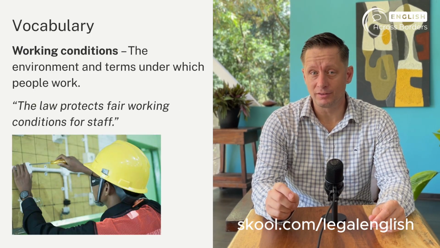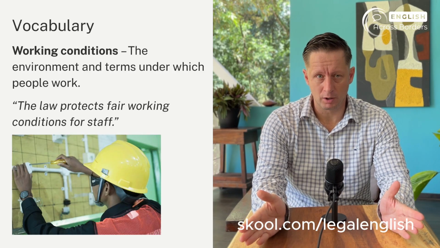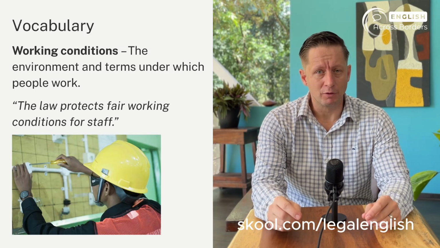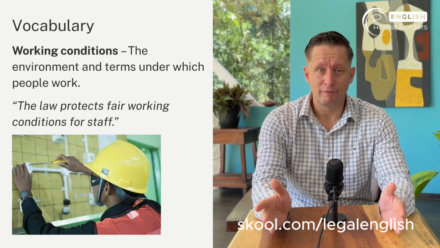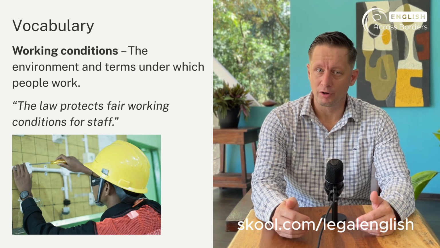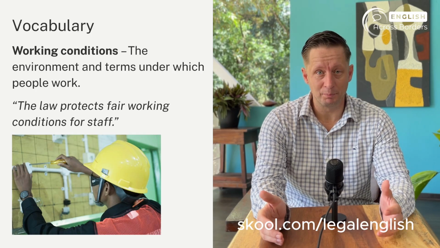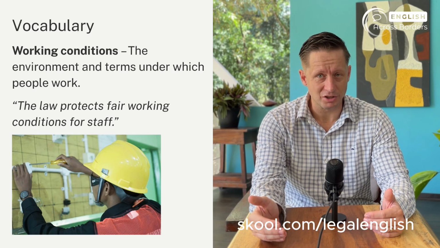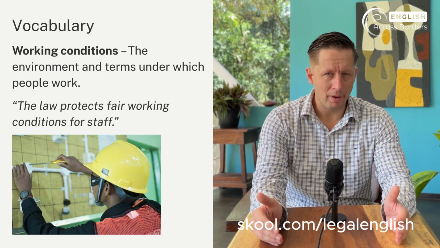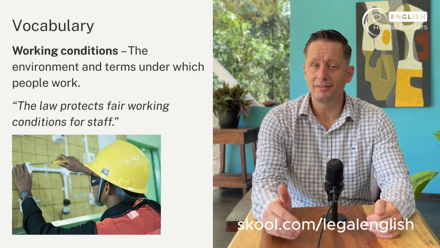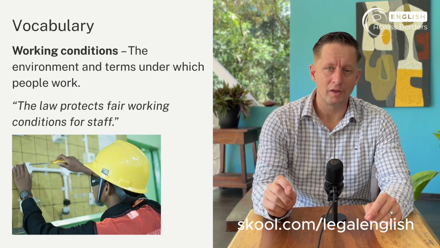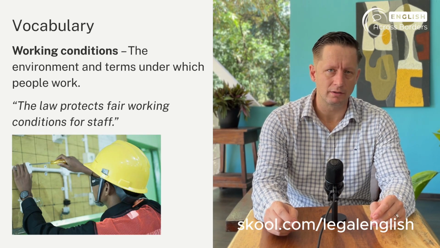Working conditions describe the environment and rules of the workplace, things like hours, safety, pay, and treatment. For example, the law protects fair working conditions for staff. Imagine, in one company, workers have clean offices, fair hours, and breaks. These are good working conditions. In another company, workers have very long hours, low pay, and unsafe equipment. These are bad working conditions. Employment law protects workers so they have safe and fair working conditions.